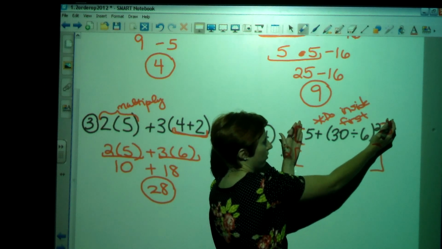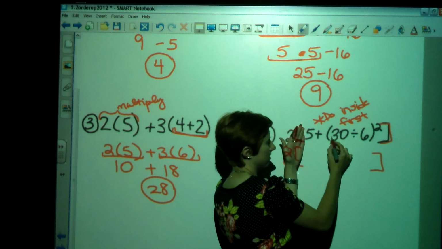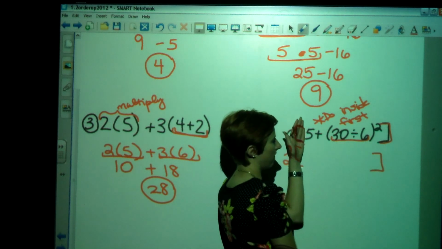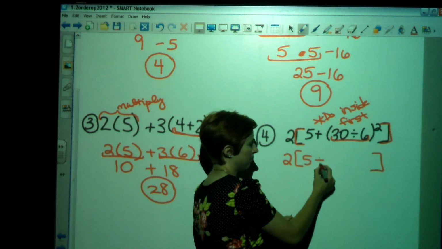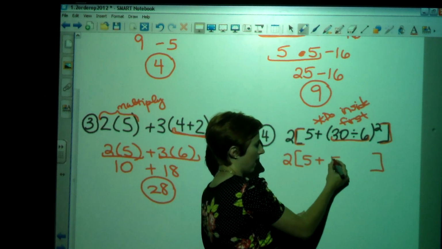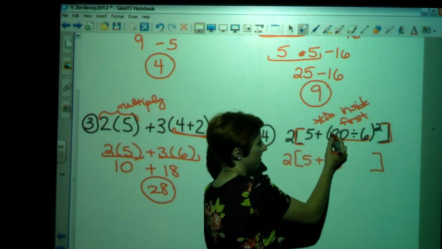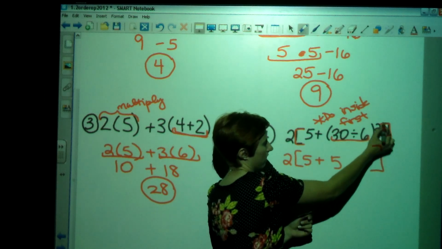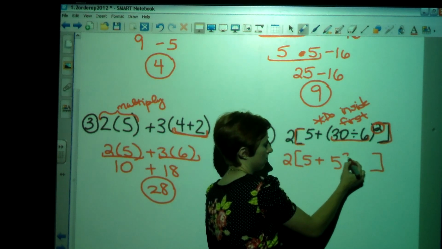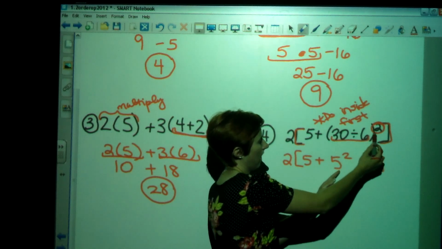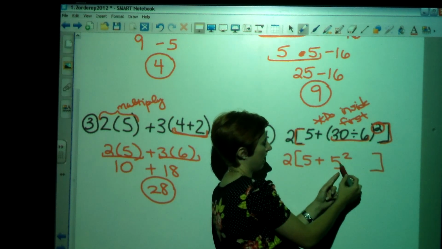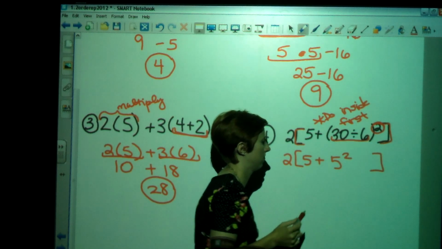So step 1, look for parentheses. I have a parentheses, and I can do that. 30 divided by 6. So my 5 plus, I'm going to drop him down. 30 divided by 6 is 5. And my 5 is squared. Can't forget that guy. So 30 divided by 6 is 5. And if the parenthesis was squared, then I get 5 squared.